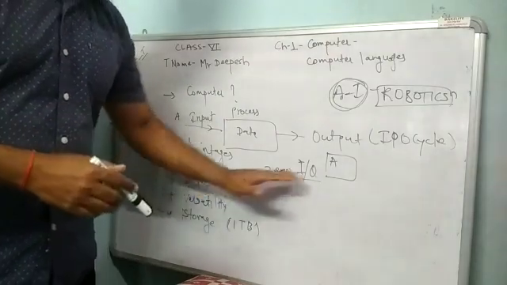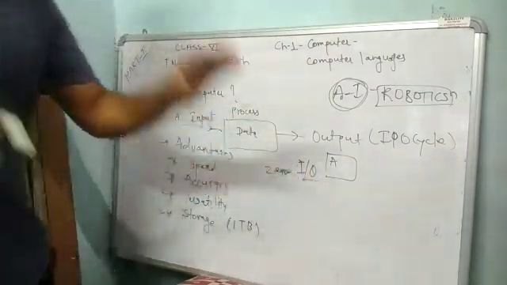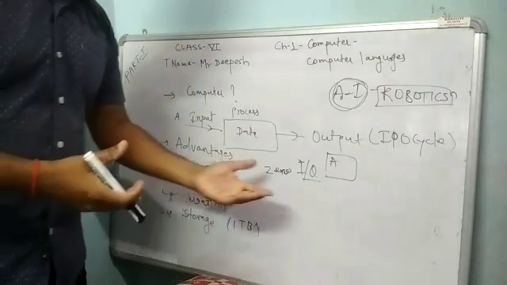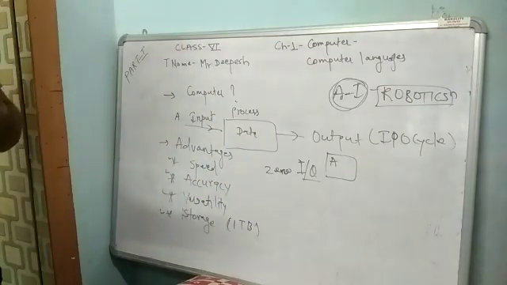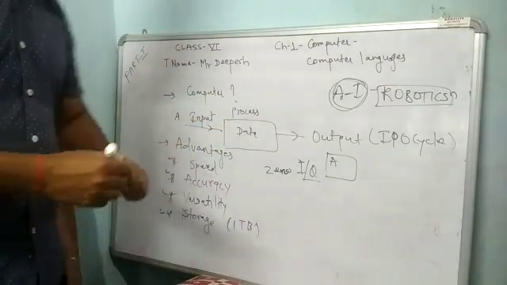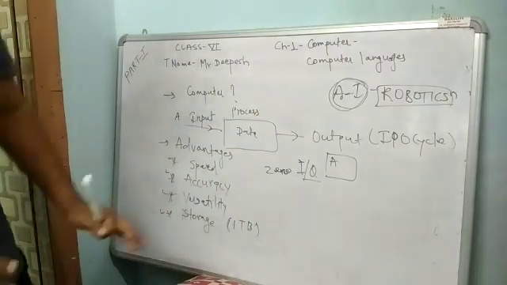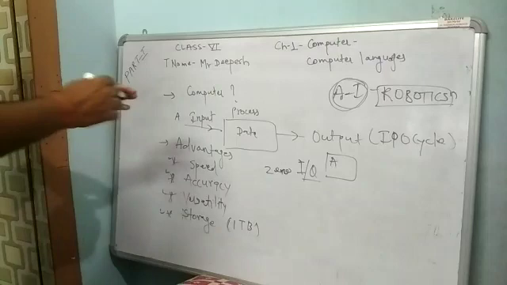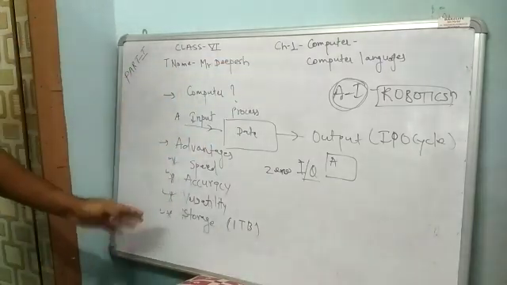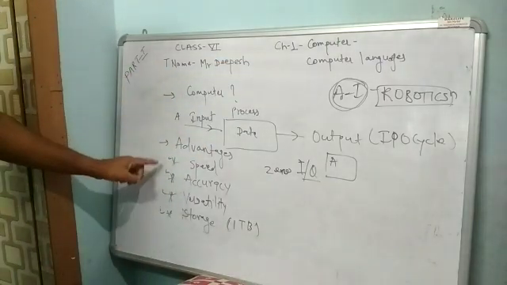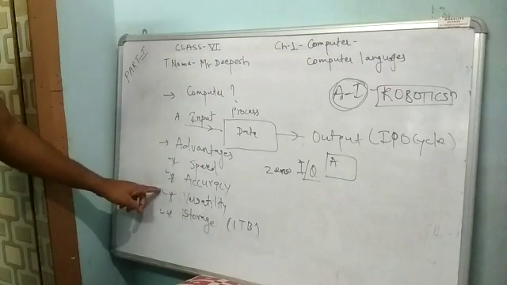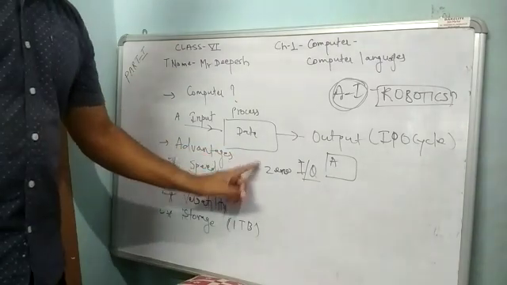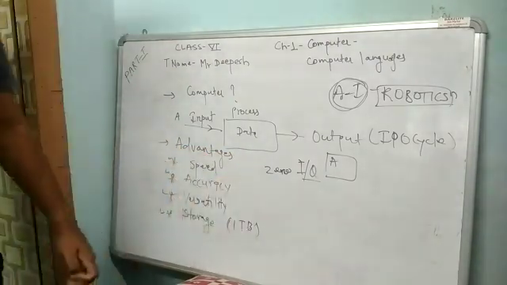It has zero IQ. Every machine has zero IQ, no intelligence. So a machine cannot work on its own. This is the big demerit of any machine. So students, we have discussed the definition of the computer, the IPO cycle, and a few advantages: speed, accuracy, versatility, and storage. And the one demerit is zero IQ.